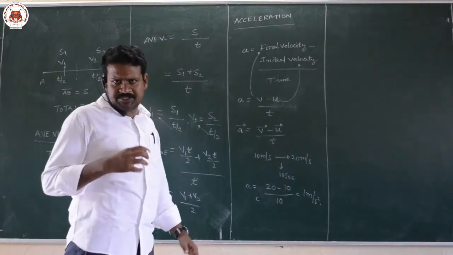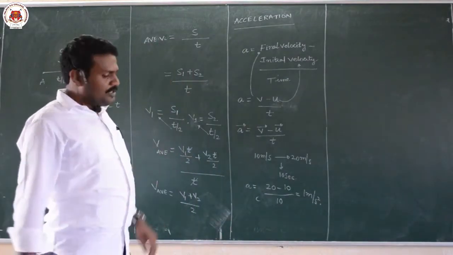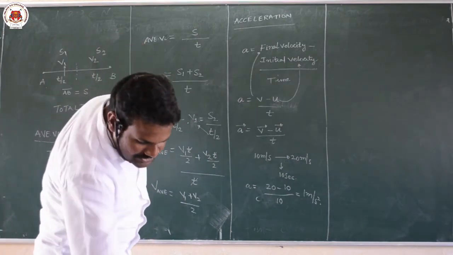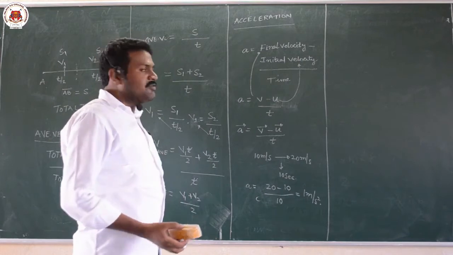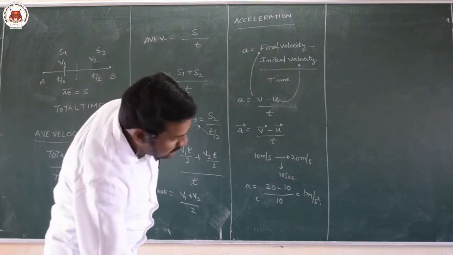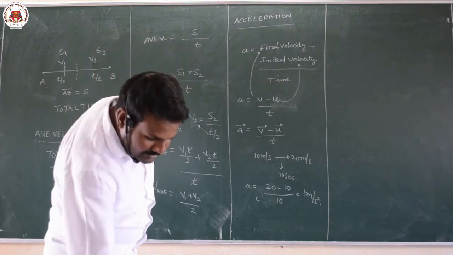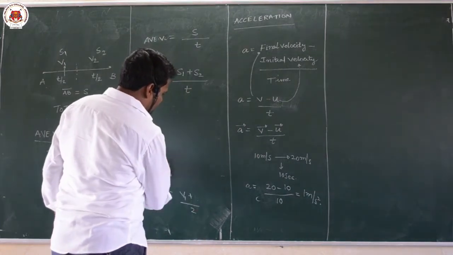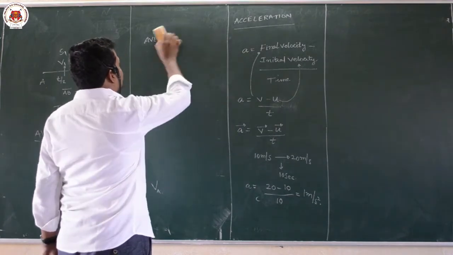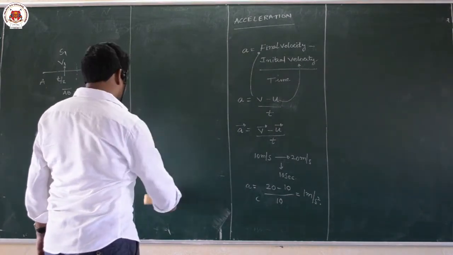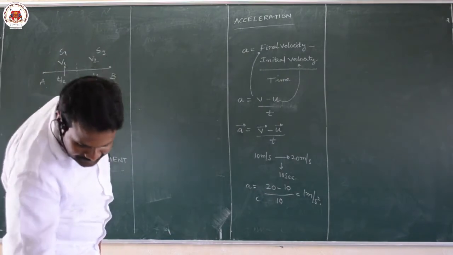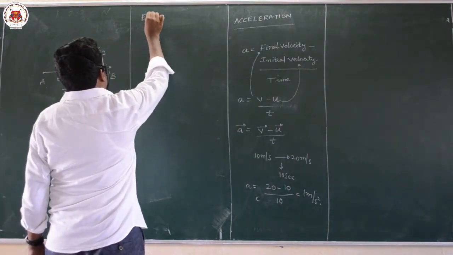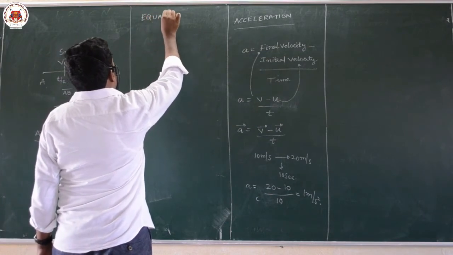Once you know all the definitions, now we can write the equations of motion, for a body which is moving in a straight line. All the equations we will write from our basic definitions only. The first equation of motion is v is equal to u plus at.